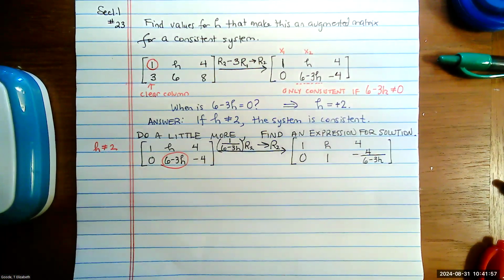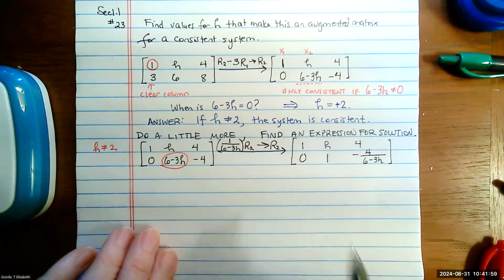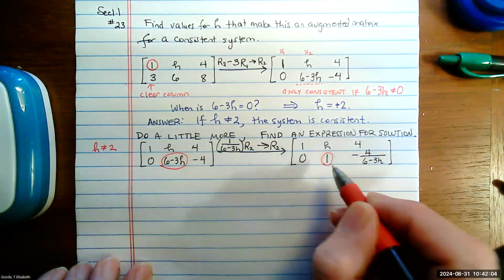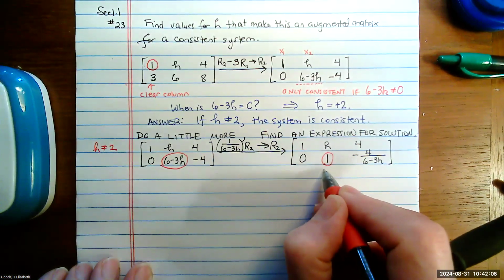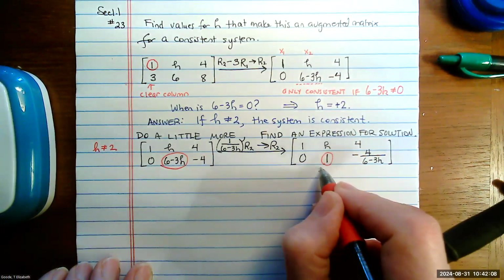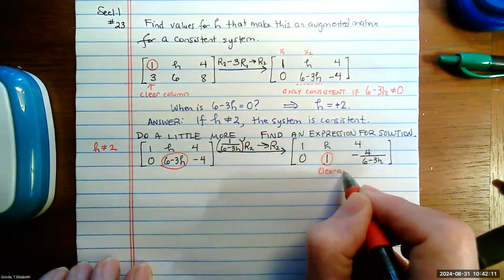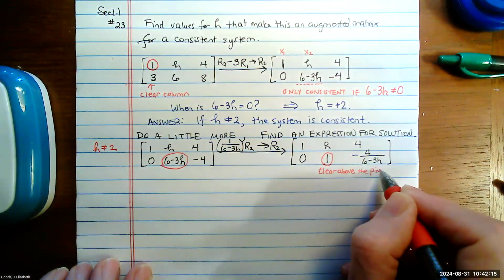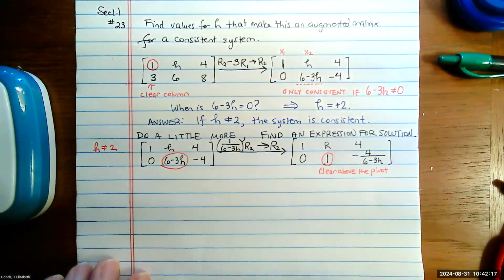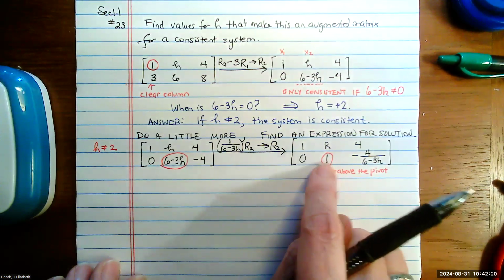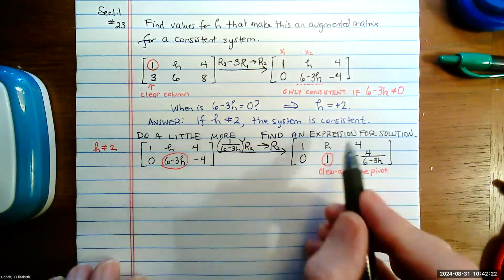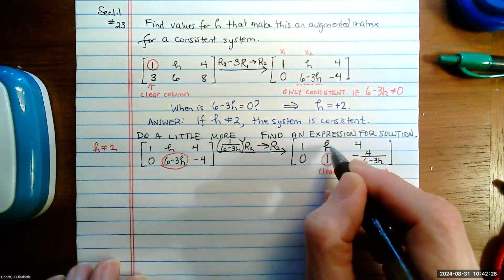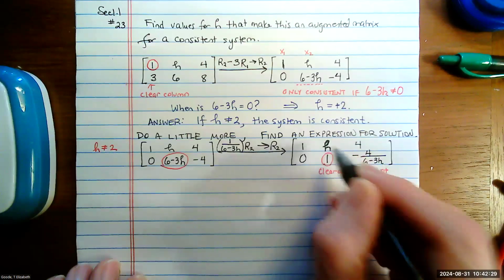We're almost home. Okay? We're almost there. I'm just going to circle our pivot position. It's now a leading 1. And we now need to clear this column, right? So we need to clear above the pivot. Well, that means we're going to use this row as our helper row, and we're going to want to add something to h that turns it into a 0. So that means we're going to try to add a negative h.